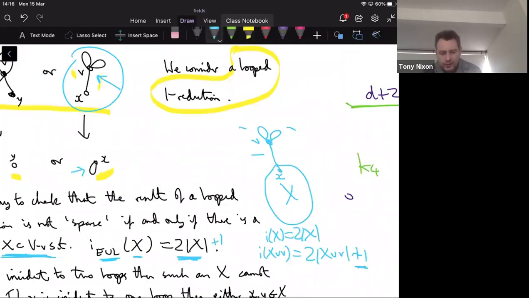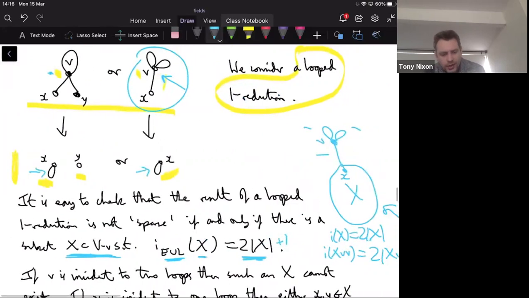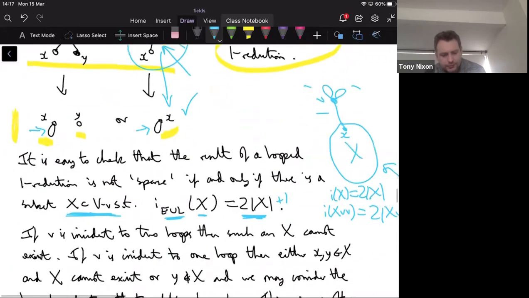So this set X like this can never have existed, which means if we have a vertex like this vertex V here, we can always do this reduction and we're happy. That reduction will keep us inside the combinatorial class. I'll talk about the rigidity step in a moment, but at least for the reduction step, we're happy. So we must be in this case, okay?